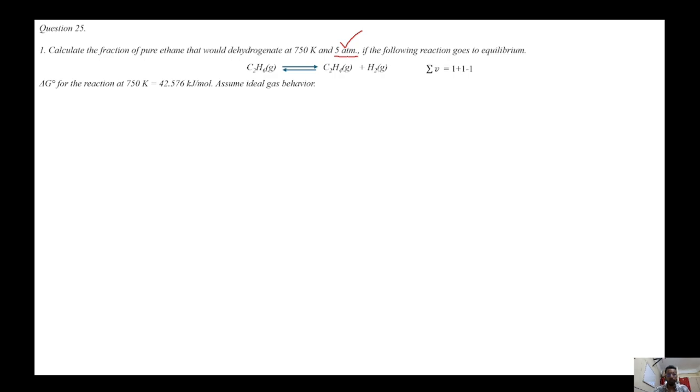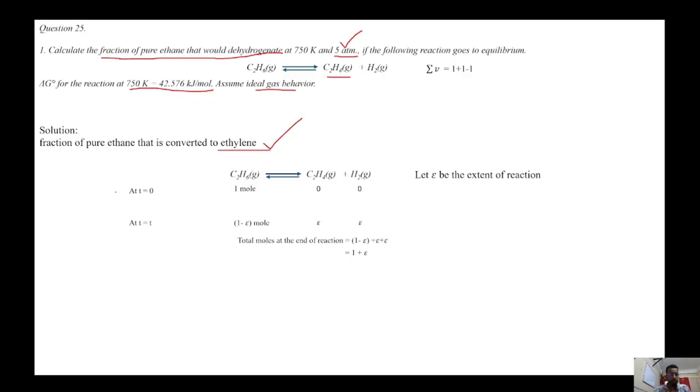So what is the question asking? Fraction of pure ethane that would be dehydrogenated. That means the fraction of pure ethane that is converted to ethylene. If the following reaction goes to equilibrium, the reaction is given; the standard Gibbs free energy for the reaction at 750 is this kilojoule per mole. Assume ideal gas behavior. Okay, so solution: the fraction of pure ethane that is converted to ethylene, we have to find this.